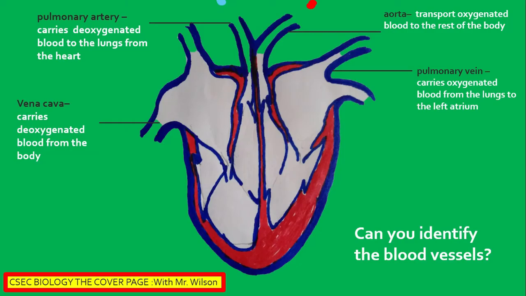Now we have broken down the labeling so that you can see them very, very simply. Just 4 blood vessels here to identify: the aorta, the pulmonary vein, the vena cava, and the pulmonary artery. Please make use of the strategy we have employed in this video.